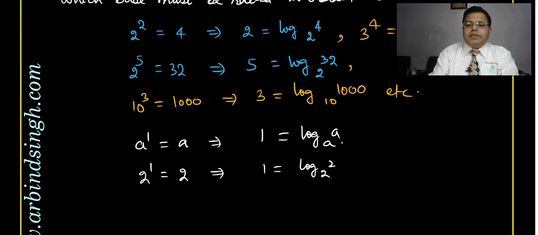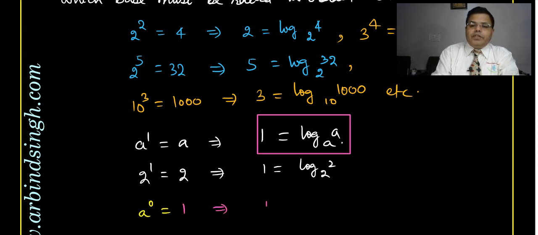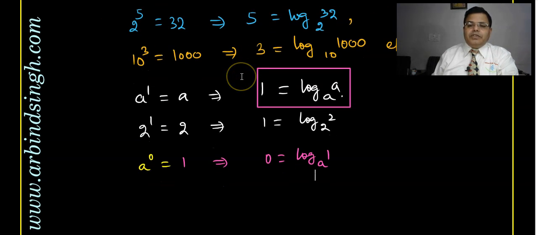Remember this. This is a formula: log of A to the base A is 1. Similarly, A to the power 0 is equal to 1, so we can write 0 is equal to log of 1 to the base A. And this is also a very important one: log 1 is always 0.